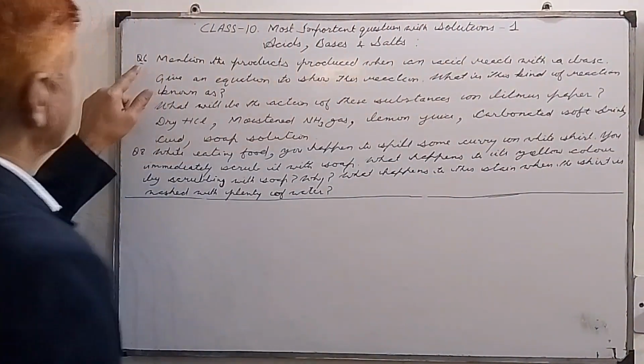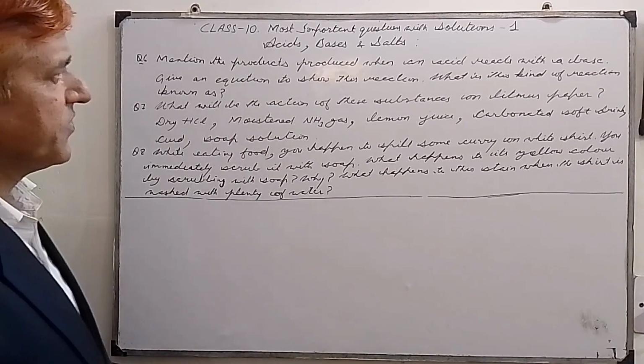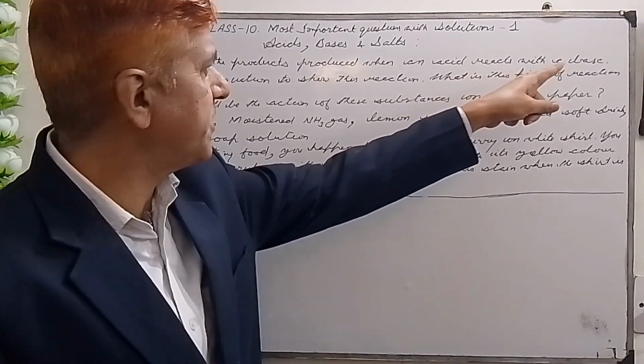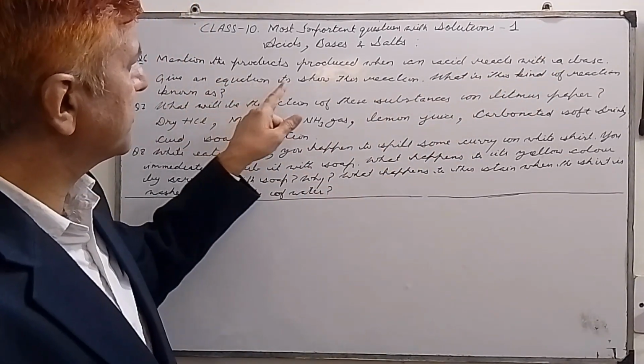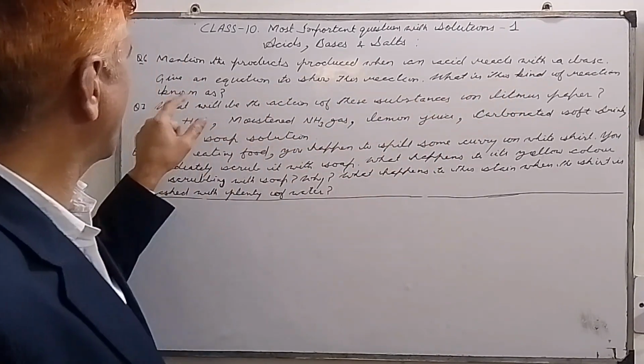Now our next question is question number 6. Mention the products produced when an acid reacts with a base. Give an equation to show this reaction. What is this kind of reaction known as?